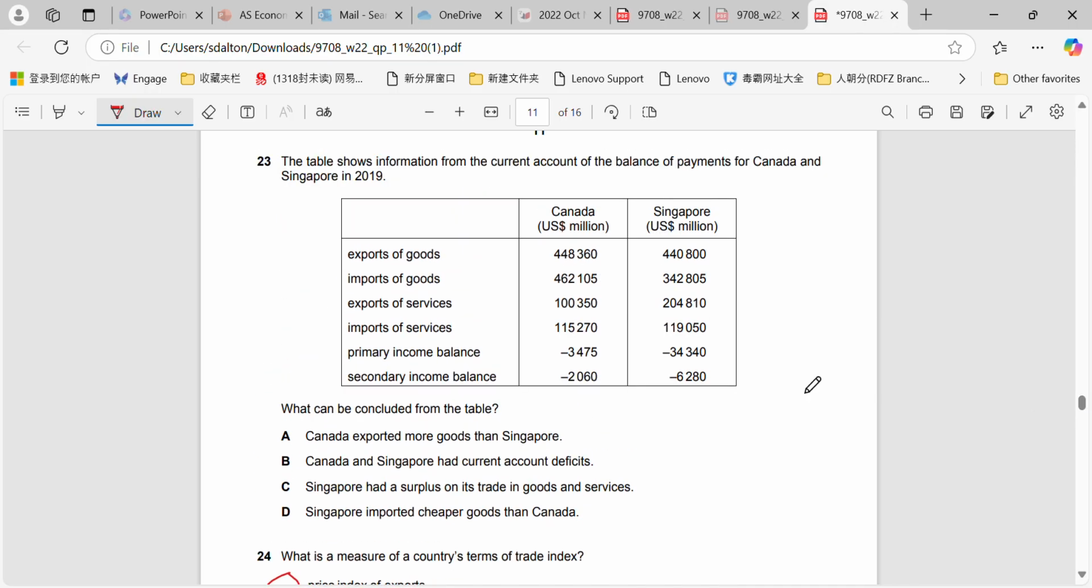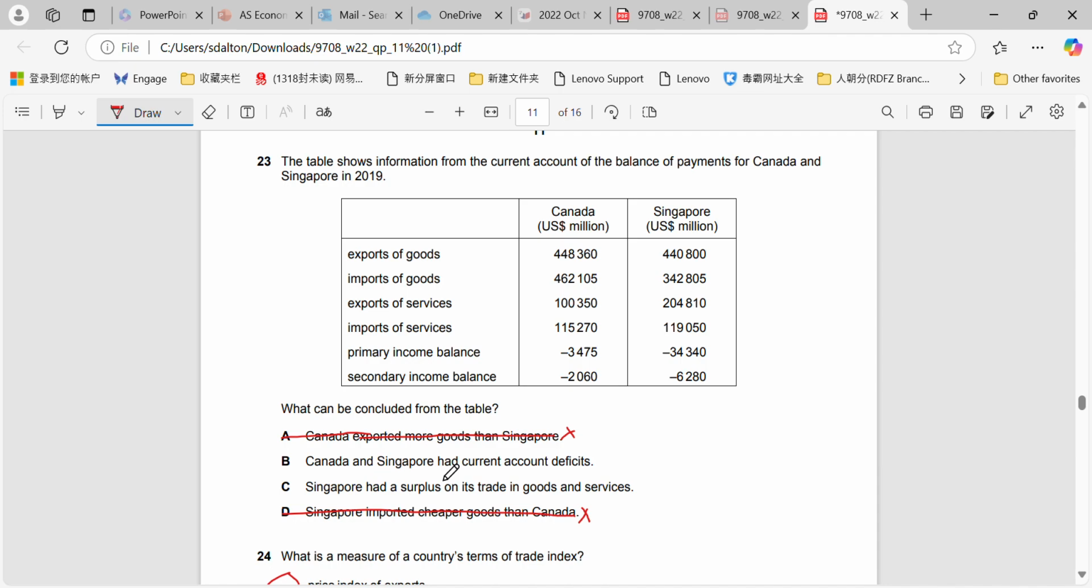23. Table shows information from the current account of the balance of payments for Canada and Singapore. What can be concluded from the table? Canada exported more goods than Singapore. We can't conclude that, because we're told the value, we're not told the amount that they've actually exported. Cheaper, we also can't conclude that. Again, we're told the value, not the actual price. So then we need to calculate B and C.